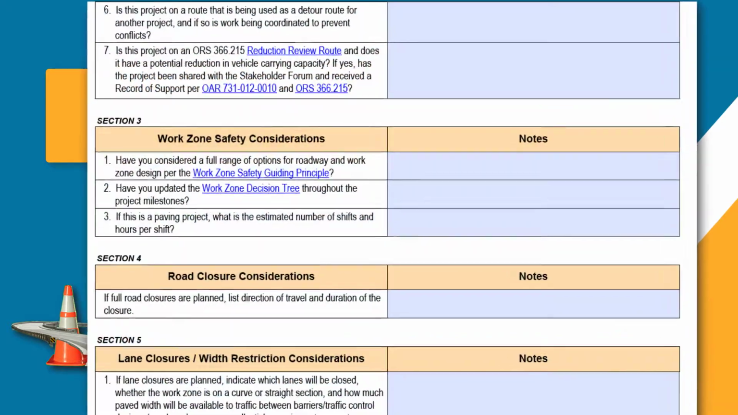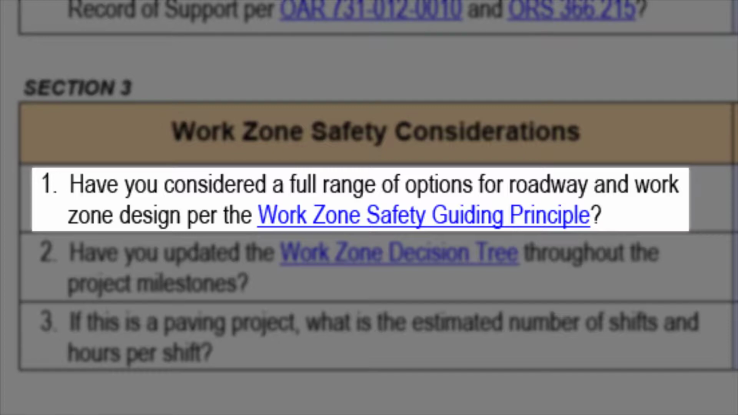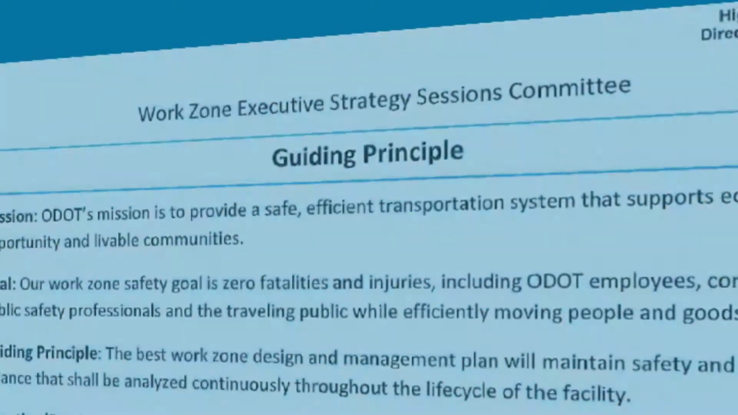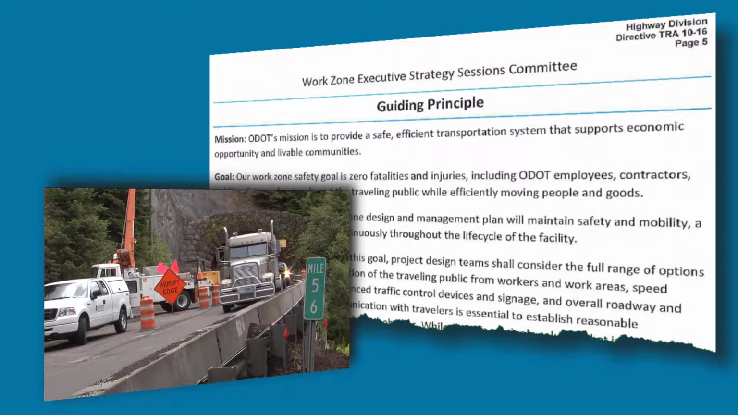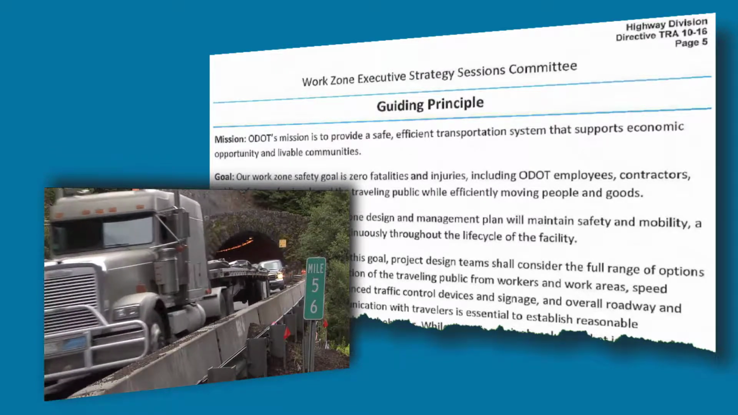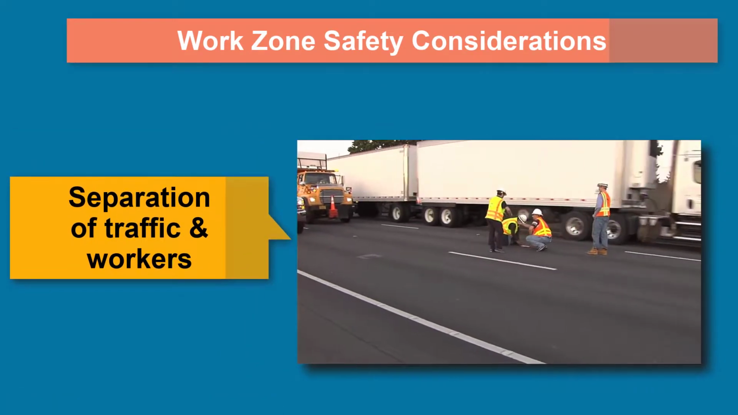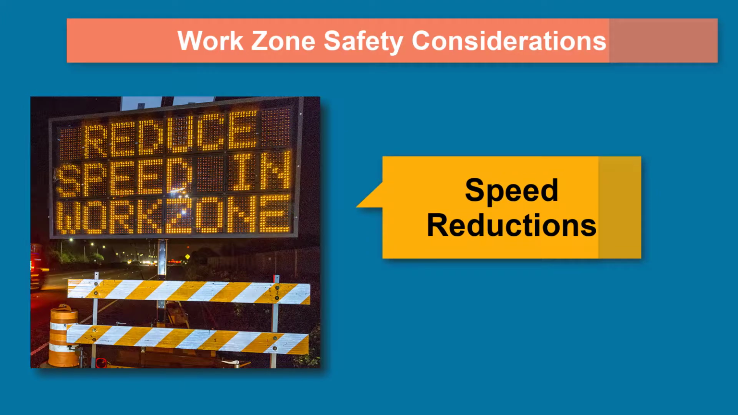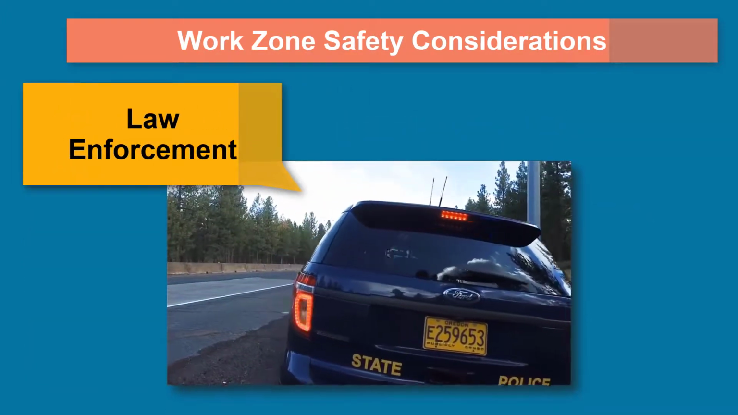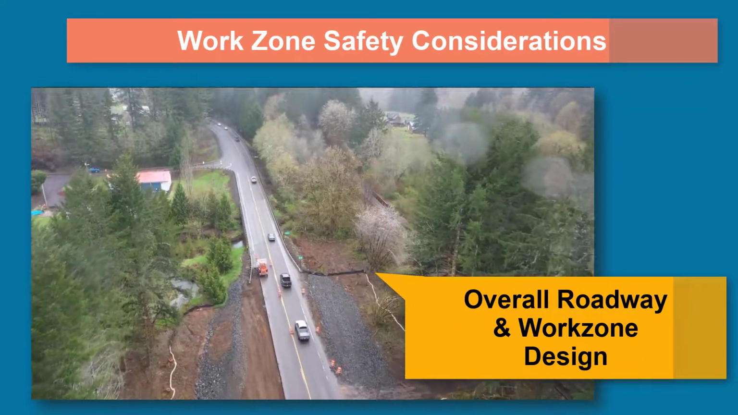Section 3 covers work zone safety considerations. The first question refers to the work zone safety guiding principle. This document directs project design teams to use a full range of options for maintaining a balance between safety and mobility. Options include separation of the traveling public from workers and work areas, speed reductions, law enforcement, enhanced traffic control devices and signage, and overall roadway and work zone design.